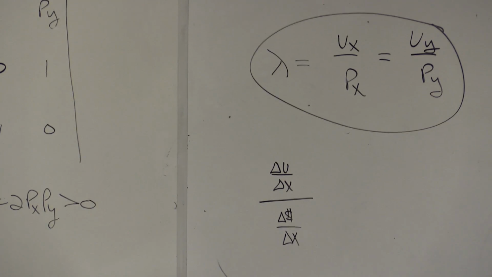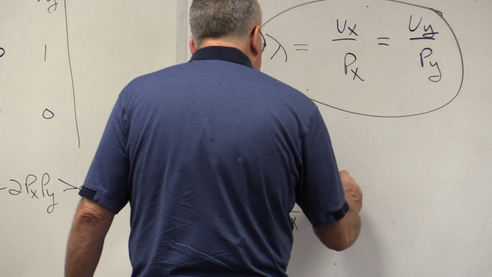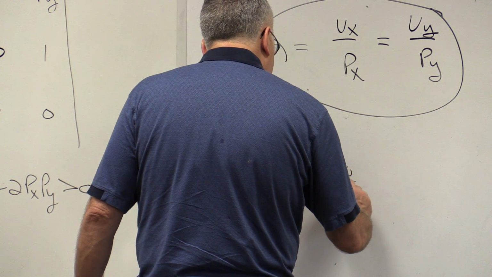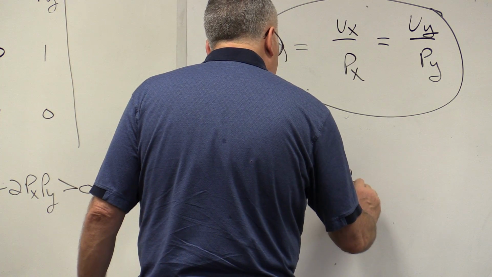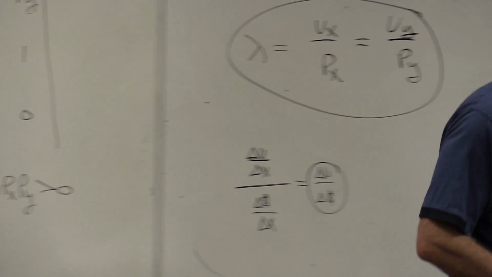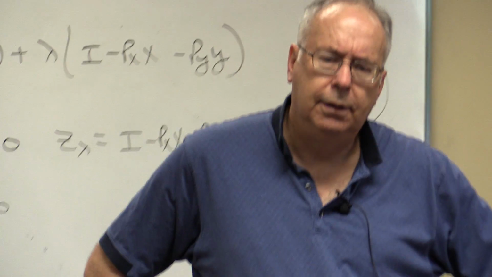So look what happens. The delta x can cancel, and so this becomes just delta u over delta dollars. So in words, you could think of this as being the extra utility you get from the last dollar spent on good x.